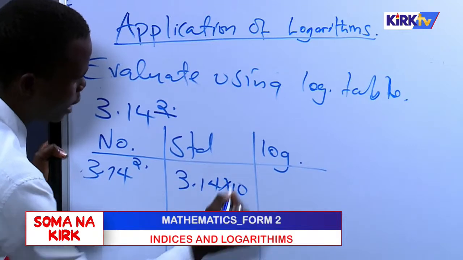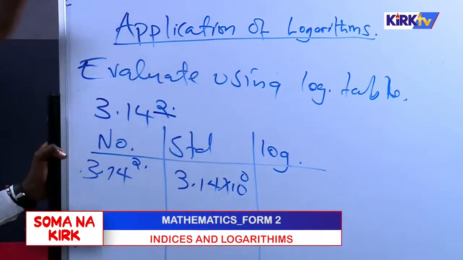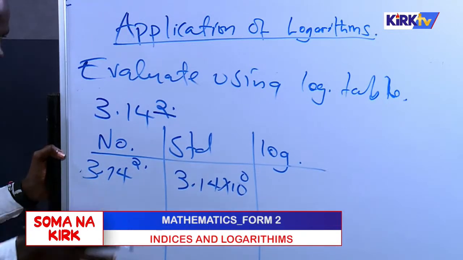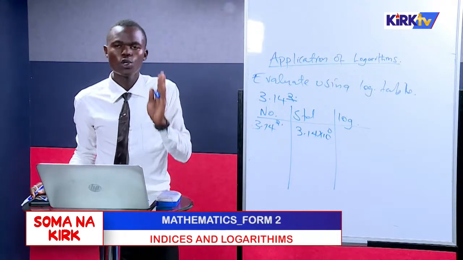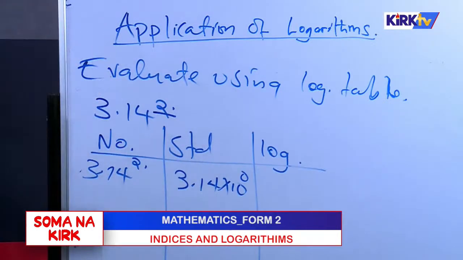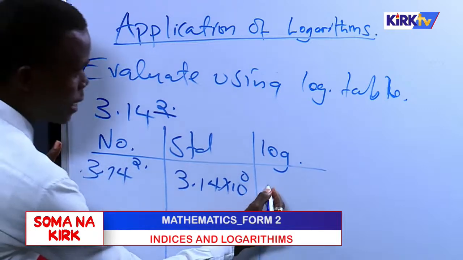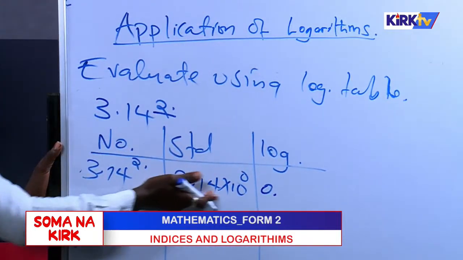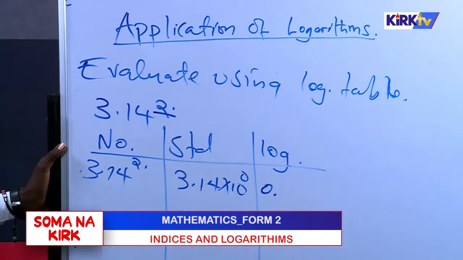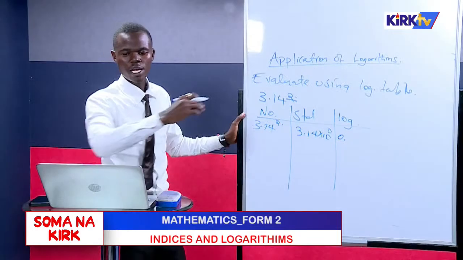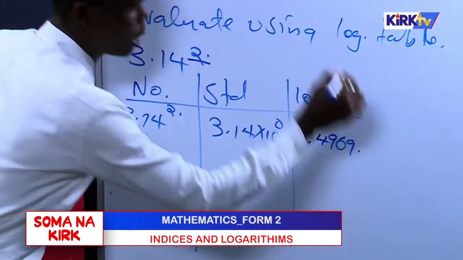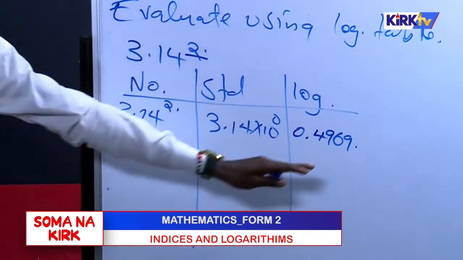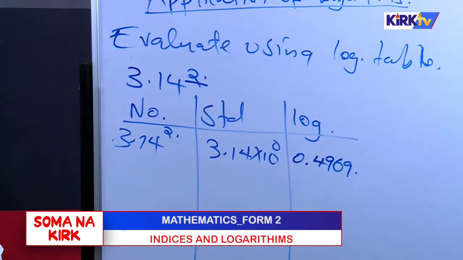3.142 times 10 raised to power 0. We move to the logarithm. Like I said, this power is the mantissa. So we usually write the mantissa first before the decimal. So it will be 0 point. Check the logarithm of this, just like I told you in the starting. It will be 4969. That is the value in the log table.